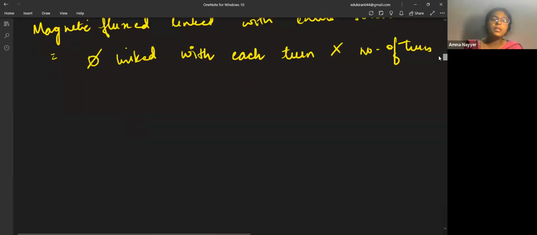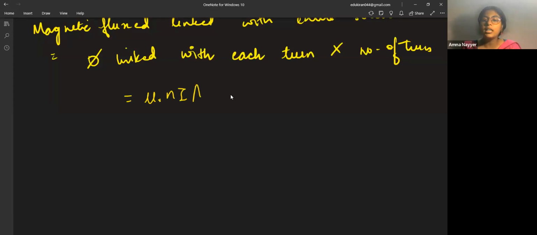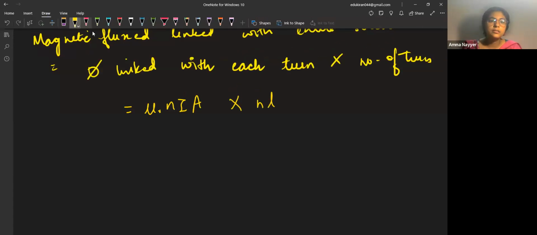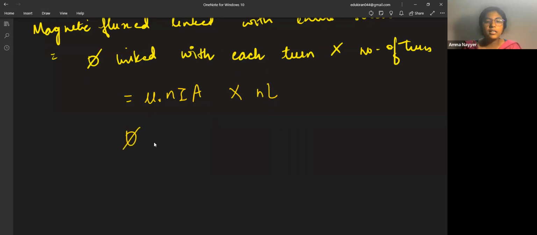So flux linked with each turn is mu naught n i A. And the number of turns is n into l. So flux phi becomes mu naught n square i A l. Yes, mu naught n square i A l.